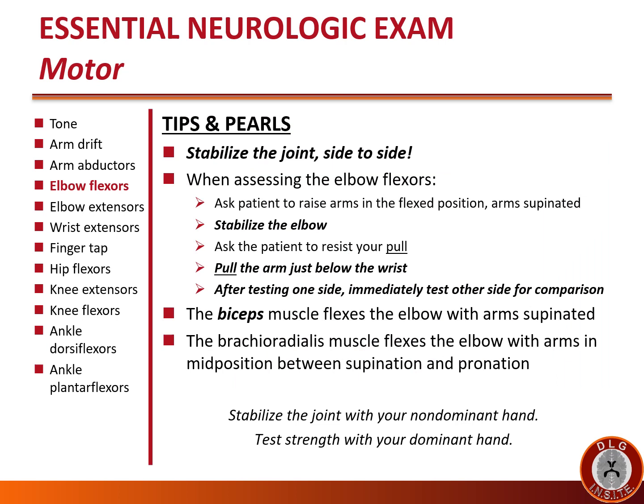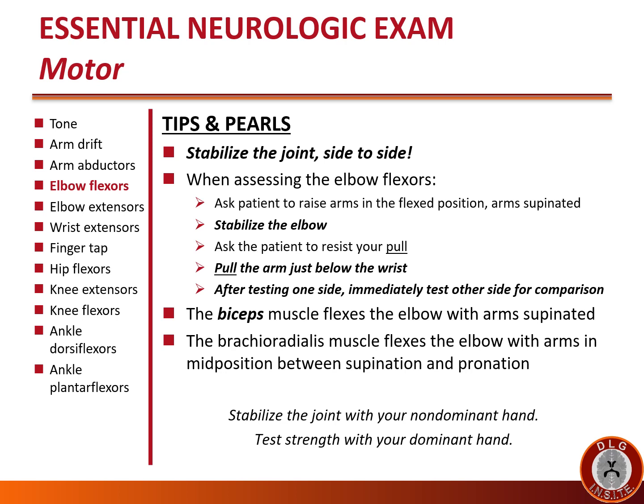Tips and pearls, motor, elbow flexors. Stabilize the joint side to side. This is a very important tip for assessing most of the limb muscles. Stabilize a joint side to side. What is meant by that is when assessing the elbow flexors, for example, ask the patient to raise the arms in the flexed position, arms supinated, stabilize the elbow with your non-dominant hand, ask the patient to resist your pull, and then pull the arm just below the wrist with your dominant hand.